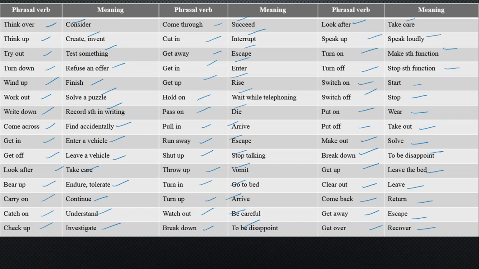Phrasal verbs. Keep in your mind, after phrasal verbs the prepositions are used. These are not prepositions anymore, they will be called adverbial particles. Now: over, up, out, down, up, out, down, across, in, off, after, up, on, up, and through, in, away, in, up, on, in, away, up, in, up, out, down, after, up, on, off, out, down, up, out, back, away, over.